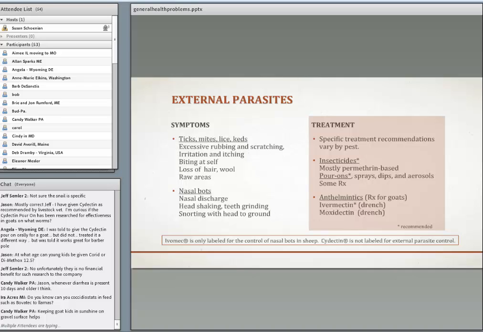Okay, on to the external parasites. I just have this one slide here. Here we're talking about the creepy, crawly things: ticks, mites, lice, and keds. Ked is actually the sheep tick.